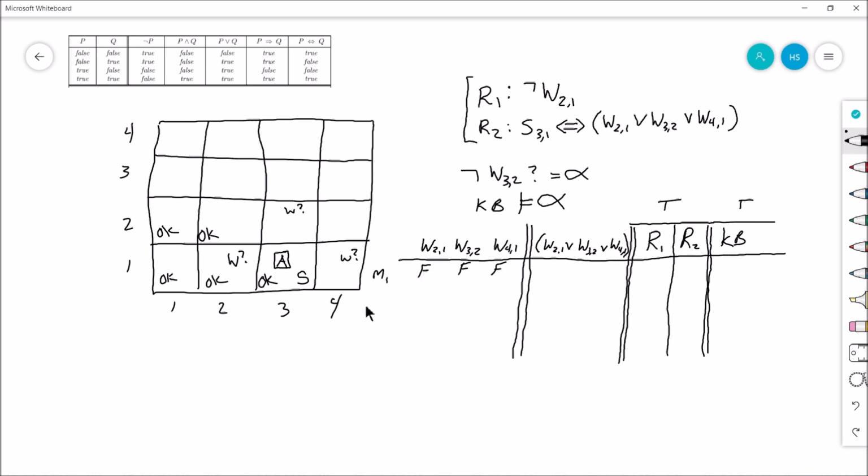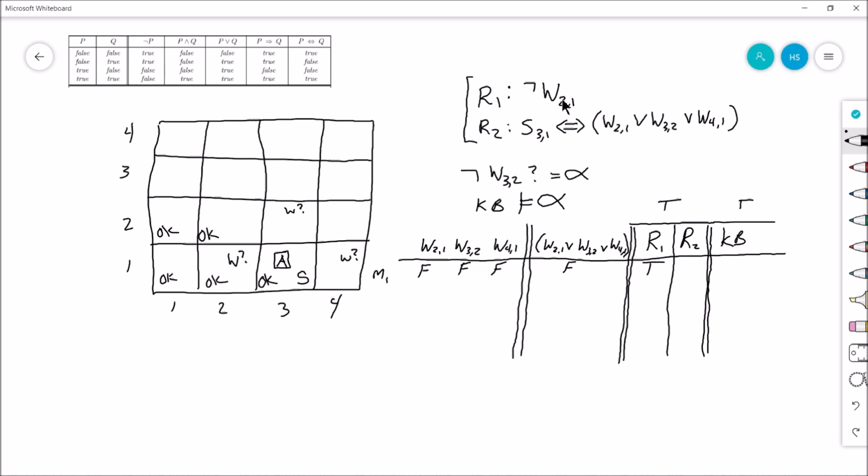So let us assume that there's no wumpuses in any of them, right? Then that would make this sentence here false, because all the items are false. So if everything's false, the whole thing is false. Now, how does that cause R1, this sentence in our knowledge base, to evaluate? Well, that would cause not W21 to be true, because false for W21, not false is true. So what this is saying is no wumpus in 2,1, right?